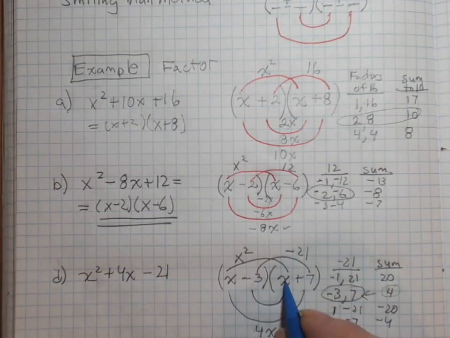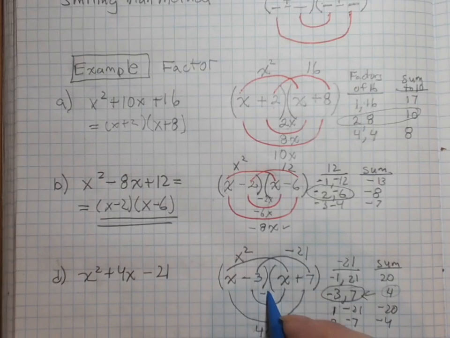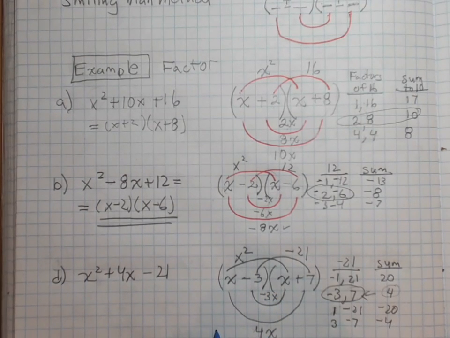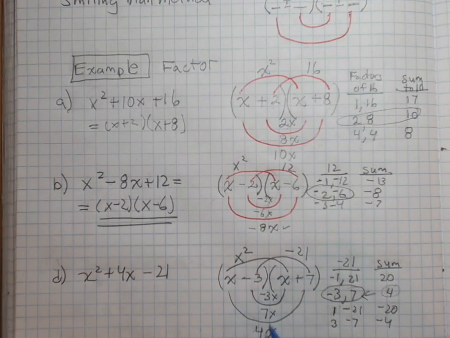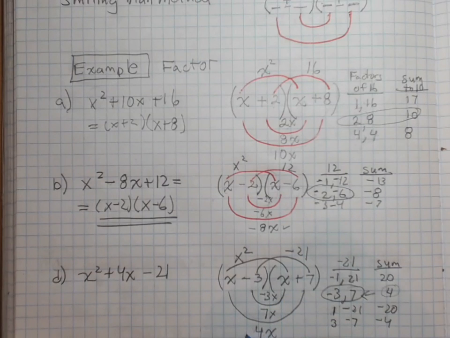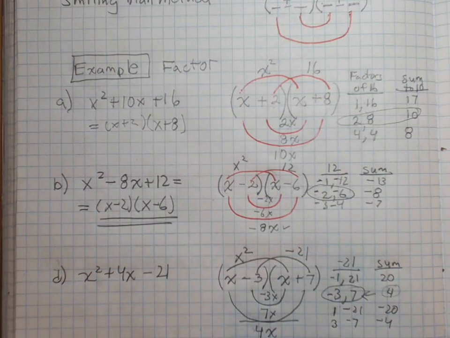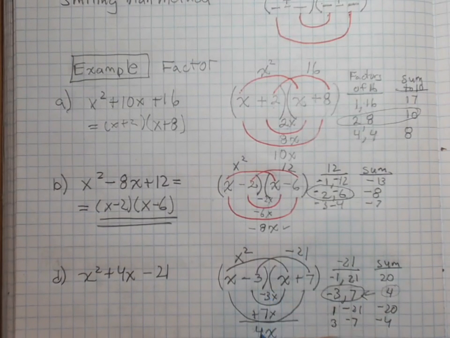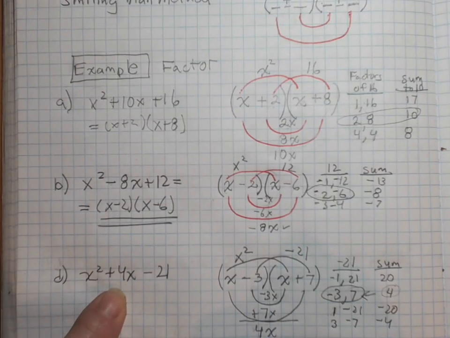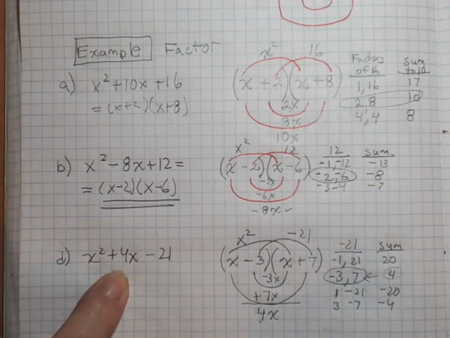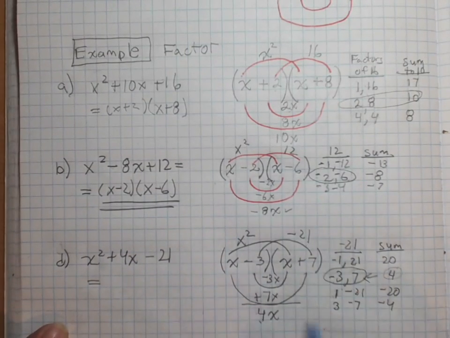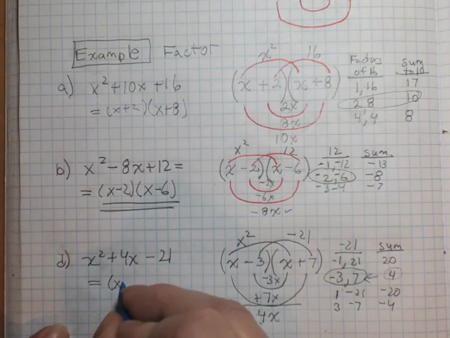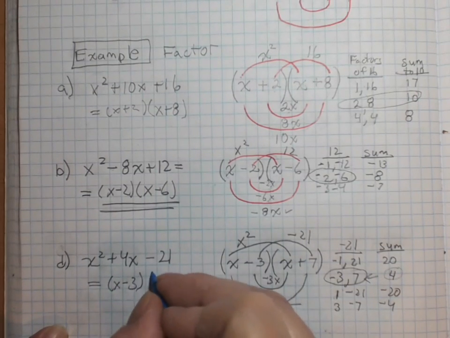All right, the inner terms multiply to negative 3x. The outer terms multiply to 7 times x, 7x. If we add these two together, they give us a sum of 4x. Okay, so remember this is our check step to verify that we get that matching middle term. And so we write our final answer as this product. This is sort of our workspace, x minus 3 and x plus 7.